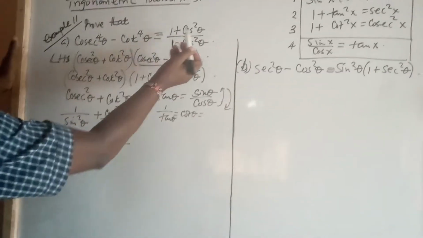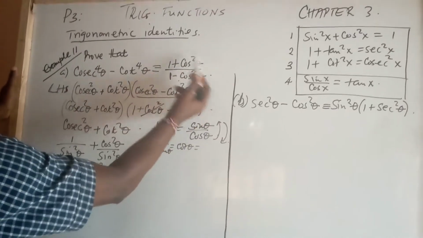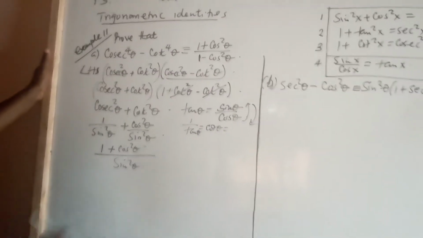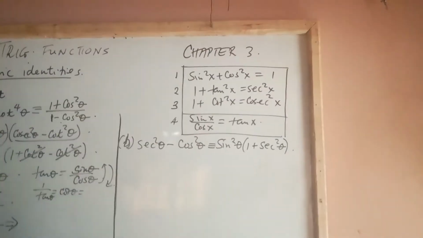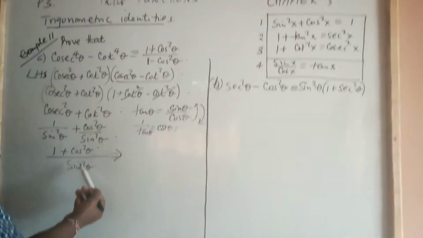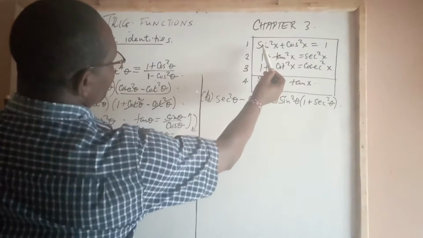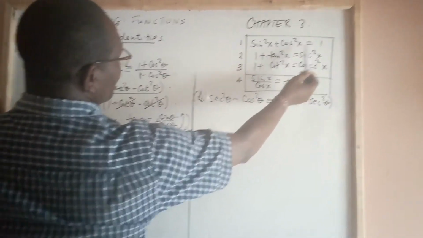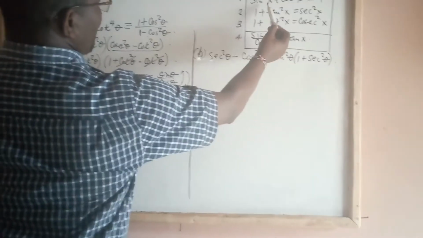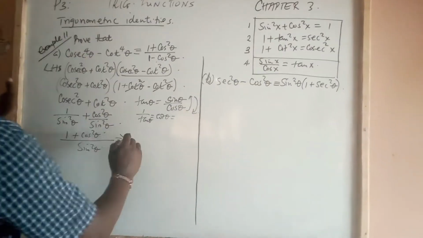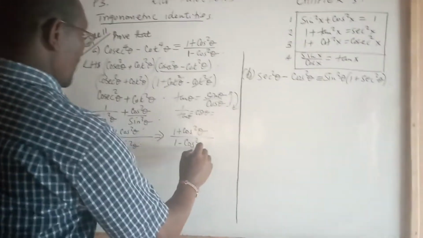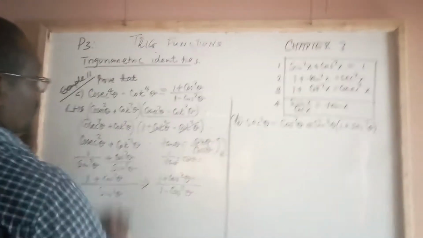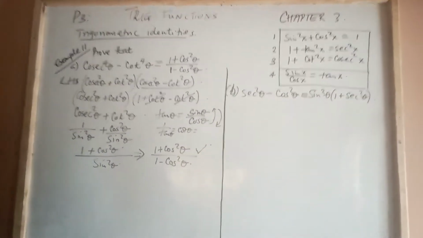We are done with the numerator, but not yet with the denominator. Here we have sine squared theta, and the first identity tells us that sine squared x plus cosine squared x is 1. So we can make sine squared x the subject of the formula, and it is 1 plus cosine squared theta all over 1 minus cosine squared theta. This is what we are supposed to show, and hence shown.